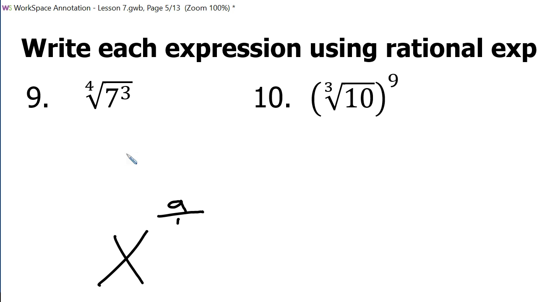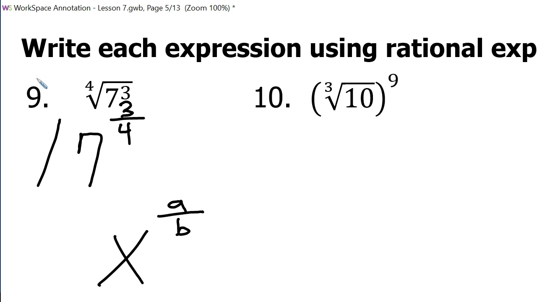So for number 9, what's the base going to be? 7. What's the power going to be? 3. What's the root going to be? 4. So the answer is 7 to the 3/4 power. That's it. We're just rewriting it as a rational exponent.